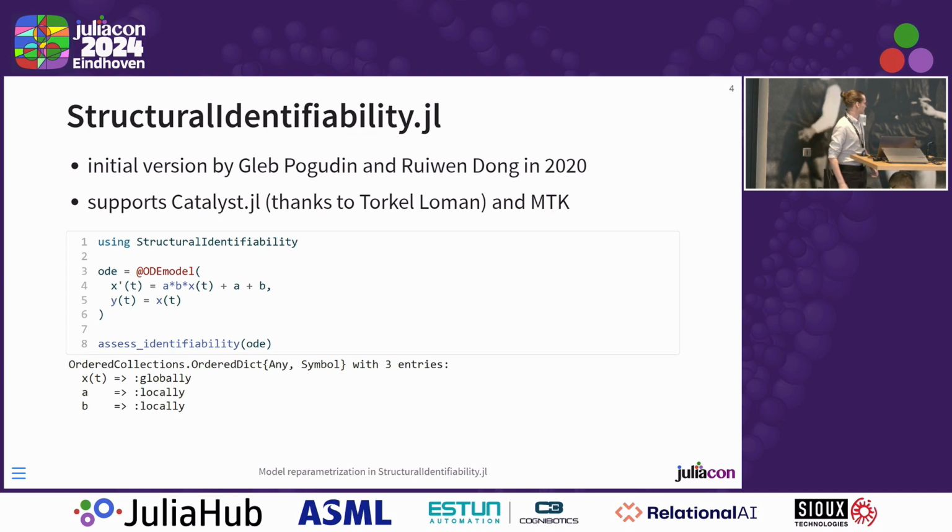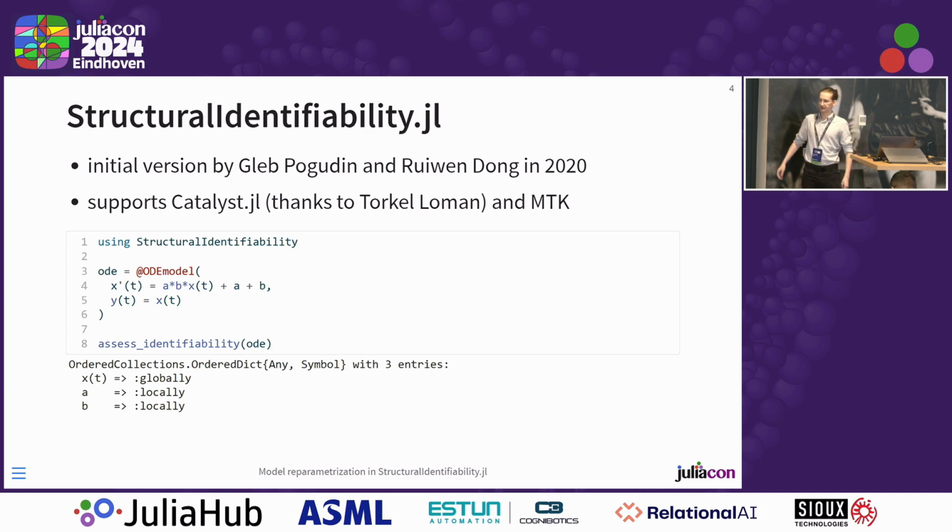So let me just decipher the output on the screen a bit. For each quantity in the model, we get some verdict. For x, in this case, we get "globally", which means that the quantity is globally identifiable, everything is nice, we can uniquely recover the value of x of t for all possible t. But that is quite obvious because we measure it.